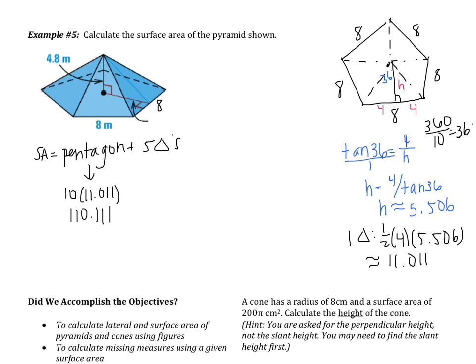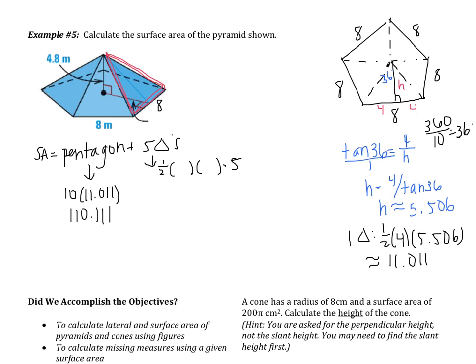Now we need to find those 5 triangles. So each triangle is going to be 1/2 base times height, and then I'm going to multiply by 5 at the end because there's 5 of them. Okay, so we're not talking about the triangles in the pentagon anymore. We're talking about those lateral faces. So on our figure, I'm talking about these triangles here. There's 5 of them, they're all congruent.